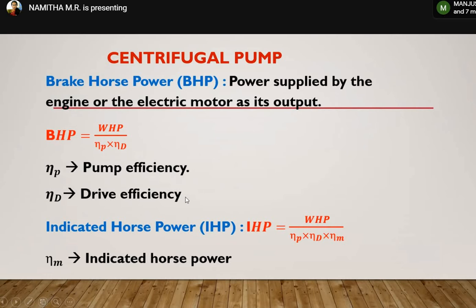And the indicated horsepower is the final output power which is allowed in the pump. Indicated horsepower includes the motor efficiency also, because after coming through the pump, it will account for the efficiency of the motor also. So this is known as indicated horsepower. But for calculation, we will calculate this brake horsepower. It is the main output power from the pump. It is equal to water horsepower divided by pump efficiency into drive efficiency.